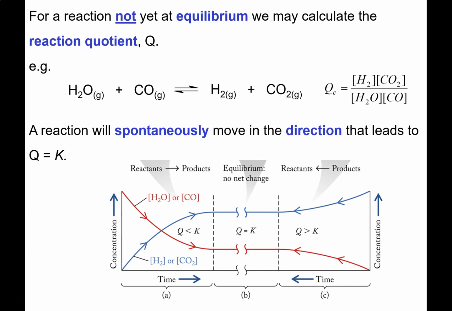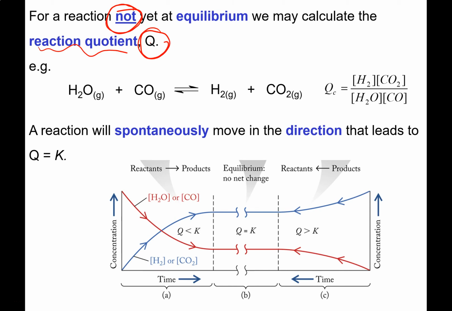What we're going to talk about now is reactions that are not actually yet at equilibrium, because we have to keep in mind that the reaction does not instantaneously arrive at equilibrium. It takes a little time to get there. So for a reaction that's not yet at equilibrium, we can calculate this thing called the reaction quotient, and we give that the symbol Q.